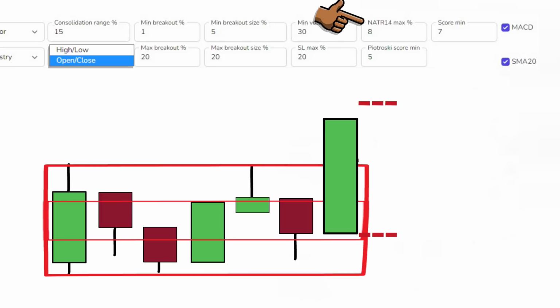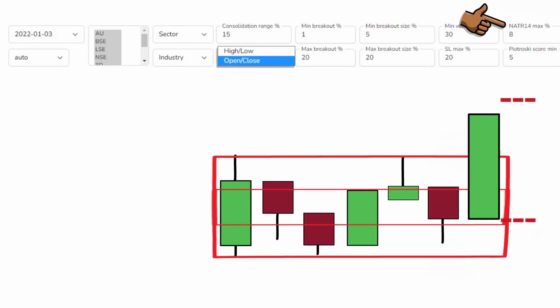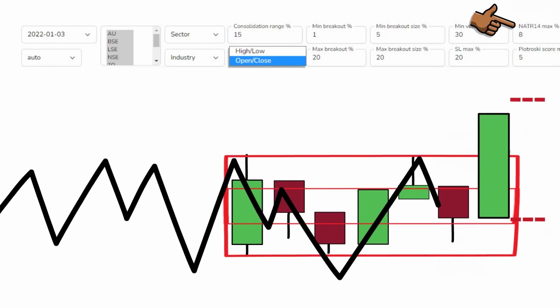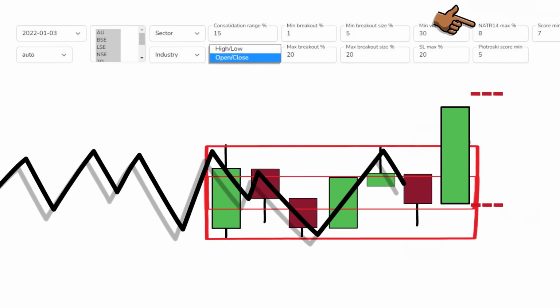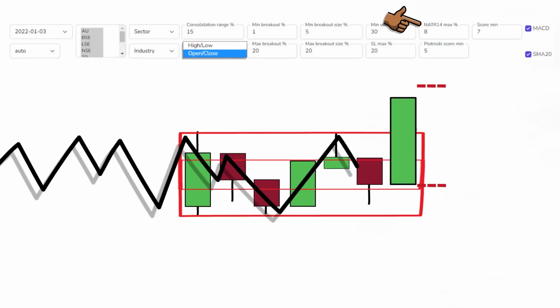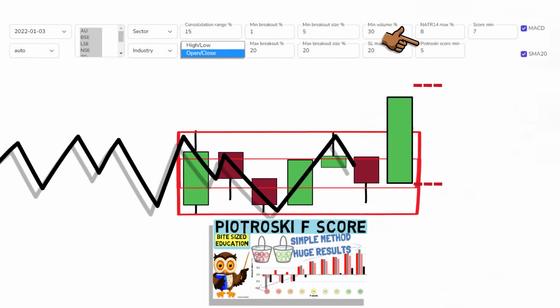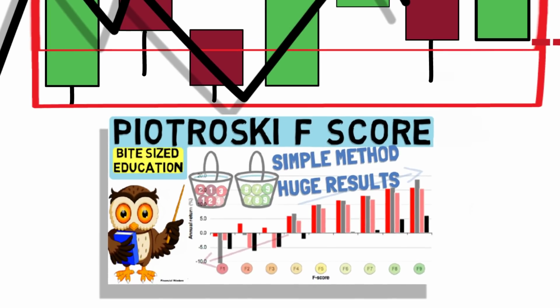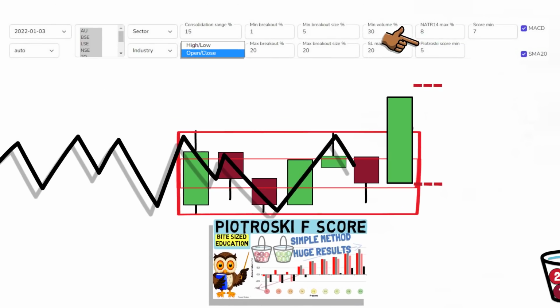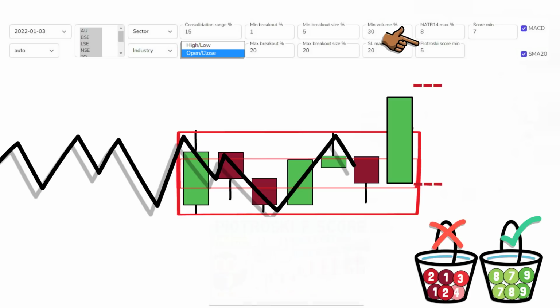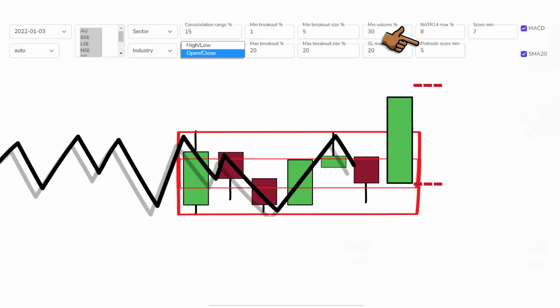Next, we have the normalized average true range filter. I use this filter to eliminate stocks showing excessive volatility. I prefer to see signs of a volatility contraction prior to a breakout. Next is the Piotrowski filter. The details of the Piotrowski score can be seen in this video, but in summary, we are only looking for breakout stocks which come from the basket of good quality fundamental stocks, whilst ignoring stocks of poor quality. Be mindful, however, the filter will not allow to show stocks below 5. It has a default of 5 or more.